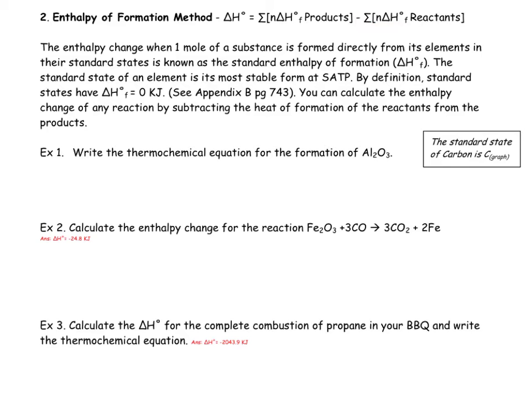Here's example 1. Write the thermochemical equation for the formation of aluminum oxide. Now remember, formation equations, you form the compound from its elements in their standard states. So the elements in aluminum oxide are aluminum, which is a solid at room temperature, and oxygen gas. Now you have a choice. You have to balance this equation. I'm going to balance it to give me 1 mole of the product, which is the chemical that I'm interested in.